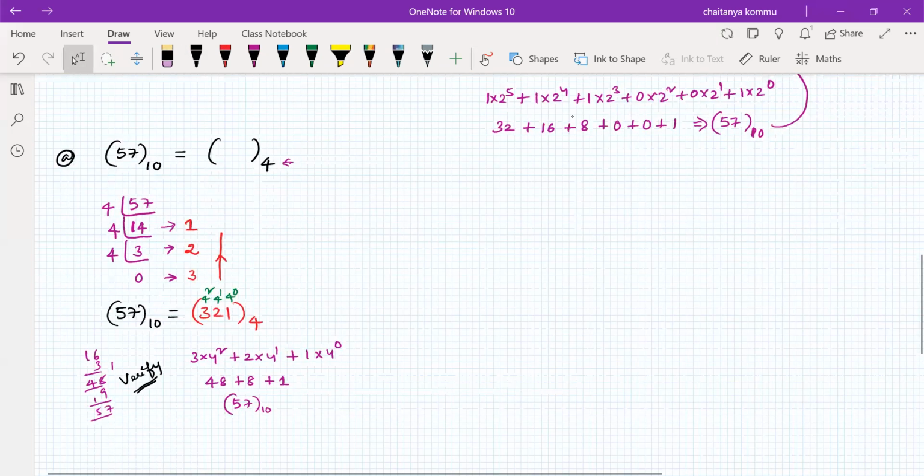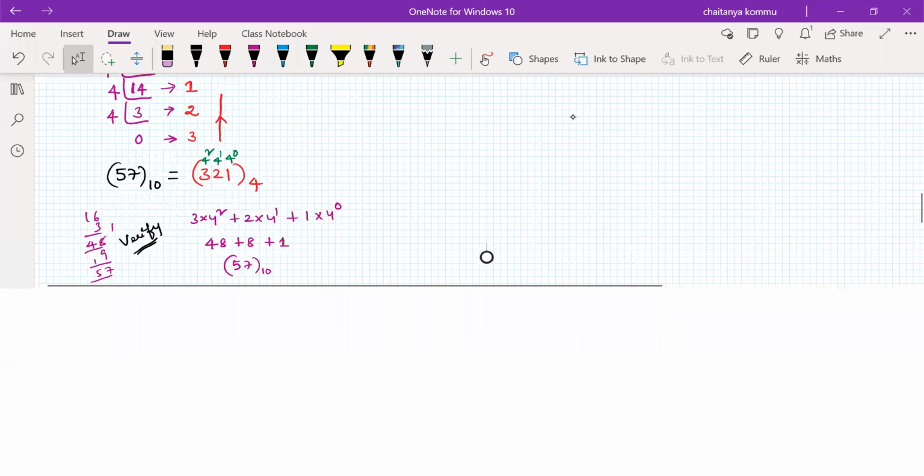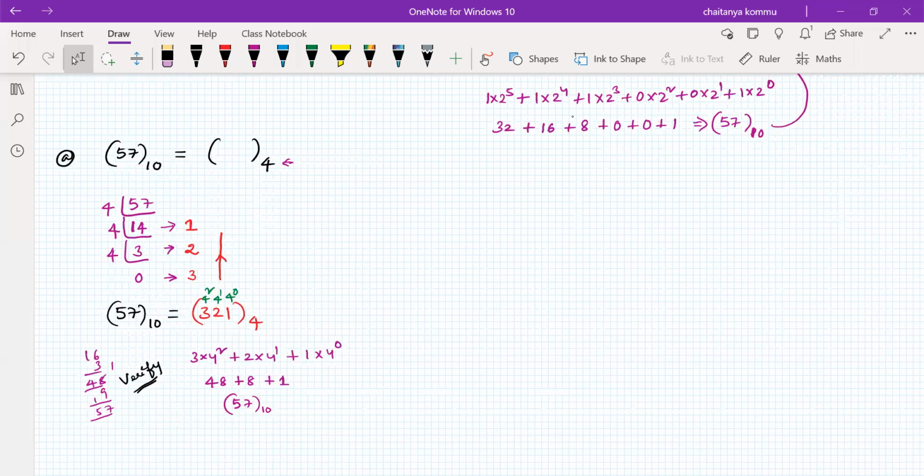For the verification, we need to know the conversion from any radix to base 10. Otherwise it's not possible, right? Okay. Any other number system let us do? Let us do octal once, for example.